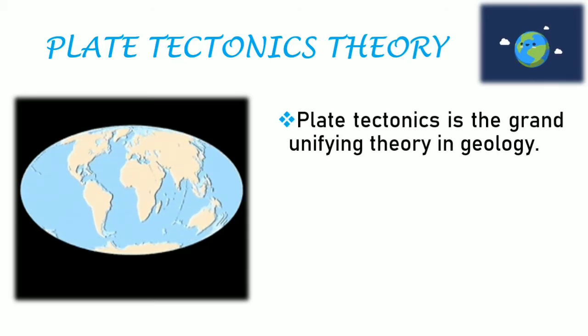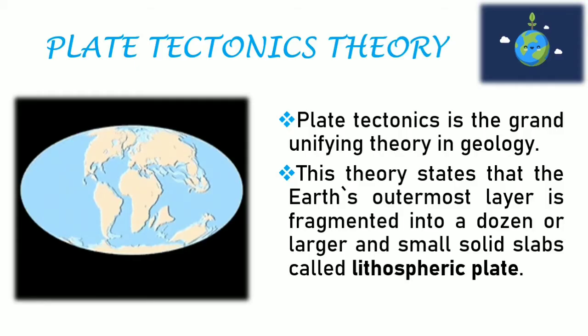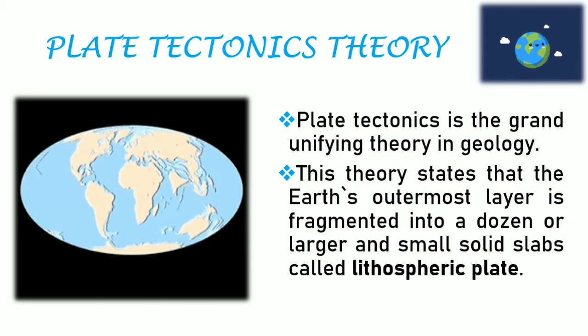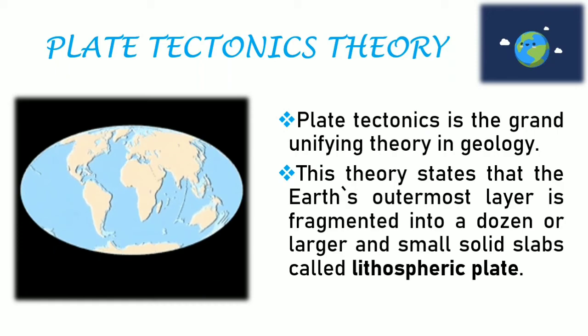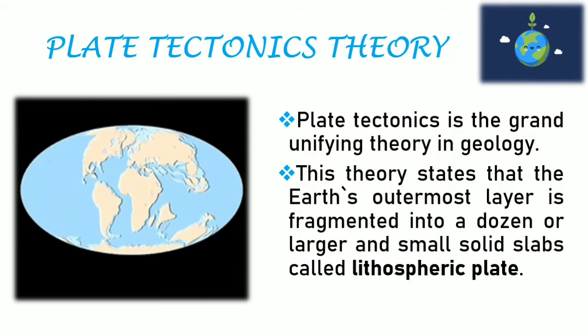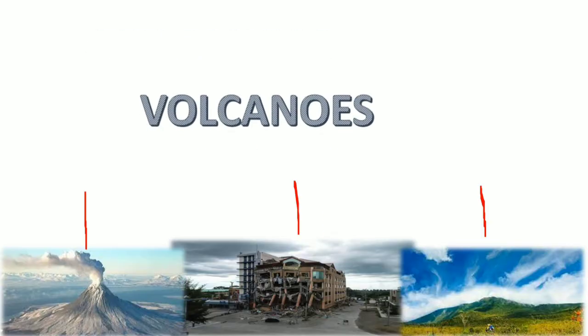Plate tectonics theory is the grand unifying theory in geology. This theory states that the Earth's outermost layer is fragmented into a dozen or so larger and smaller solid slabs called lithospheric plates. It means that the Earth's crust is broken into segments or plates that move slowly but constantly. As an effect of plate tectonic movement, it produces volcanoes, earthquakes, and even mountain ranges. For now, we will first tackle volcanoes.